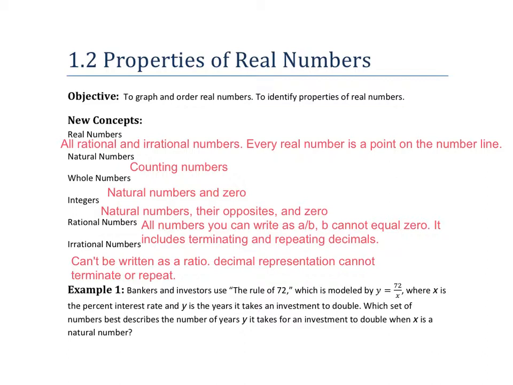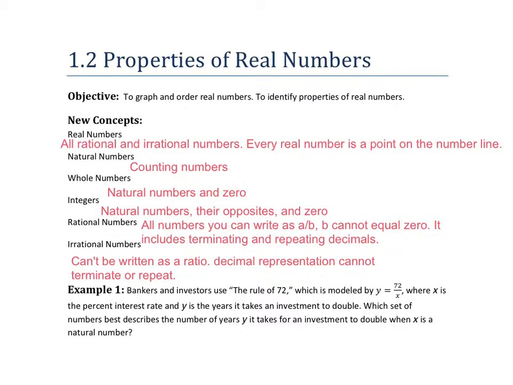From there, we're going to get a little more specific and talk about natural numbers. If you think about when you were first introduced to numbers as a little kid, probably the first number you were ever introduced to was the number 1. Then from there you started to count, and so those include all the counting numbers, like 1, 2, 3, 4, etc.